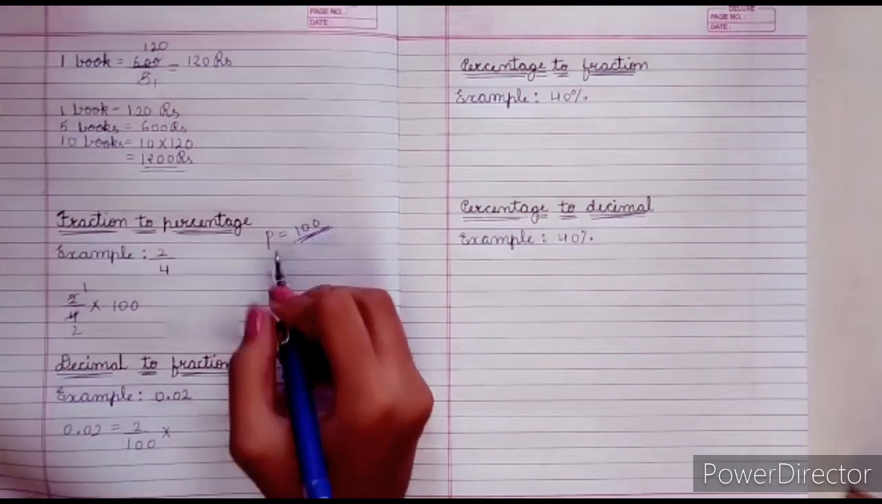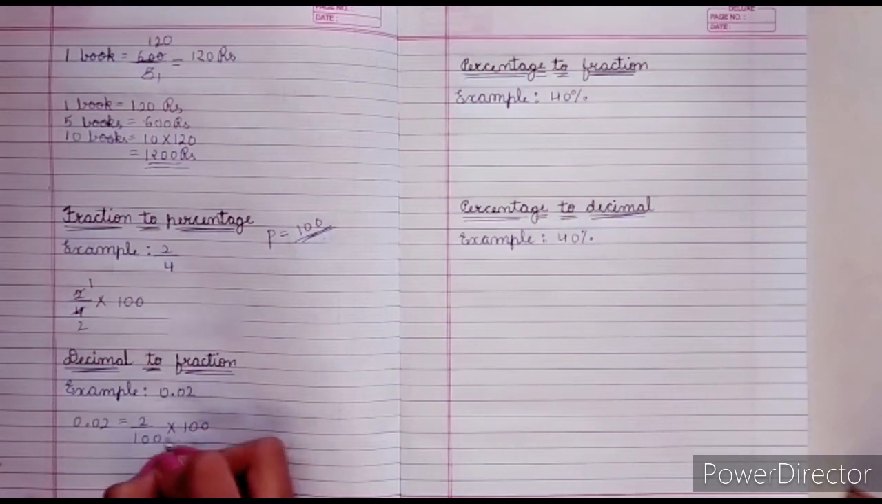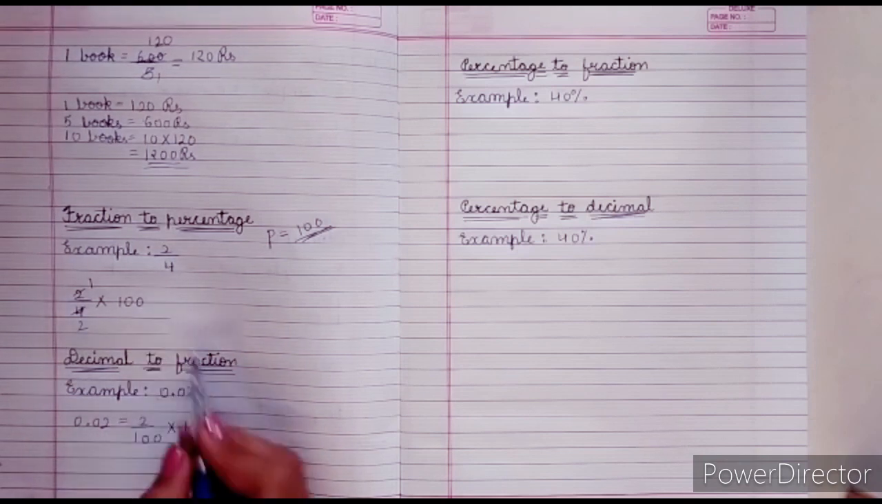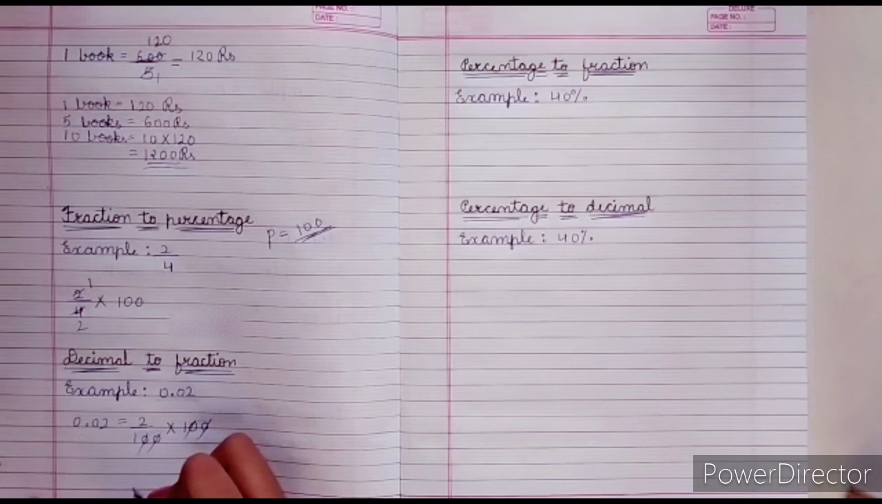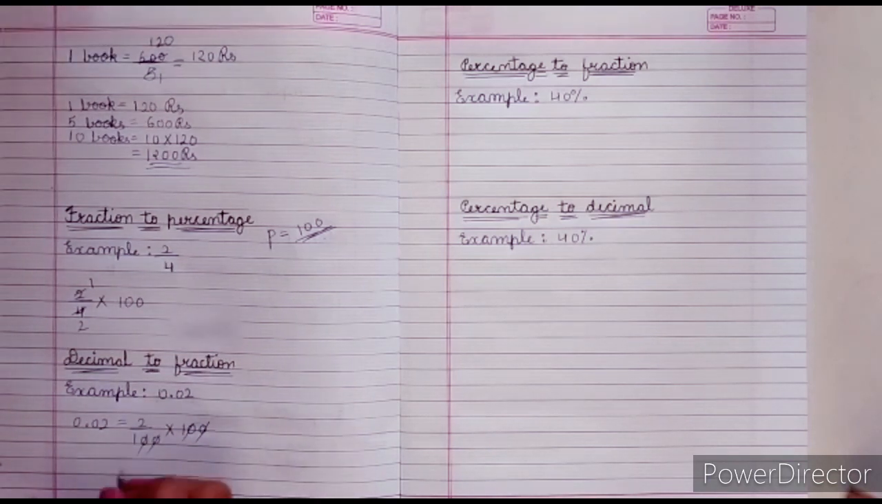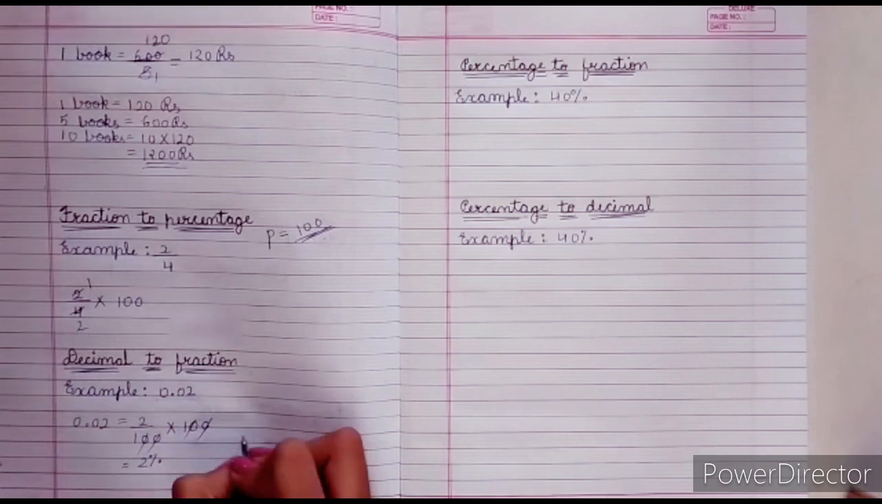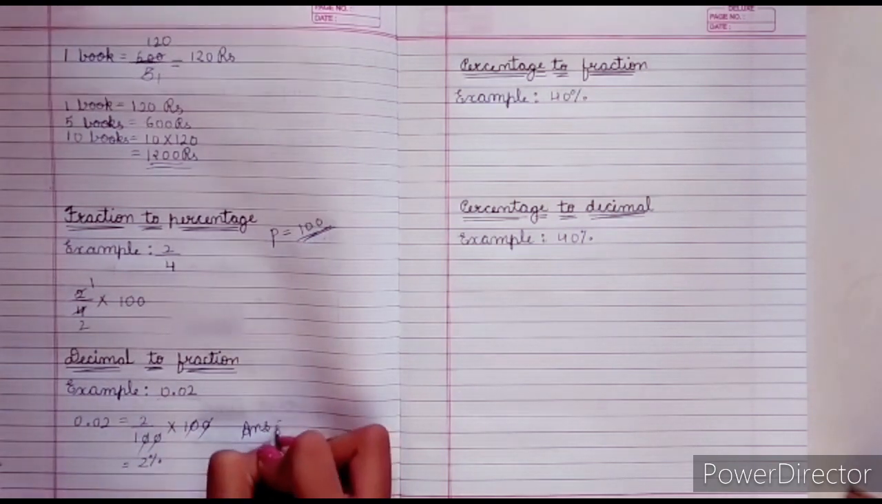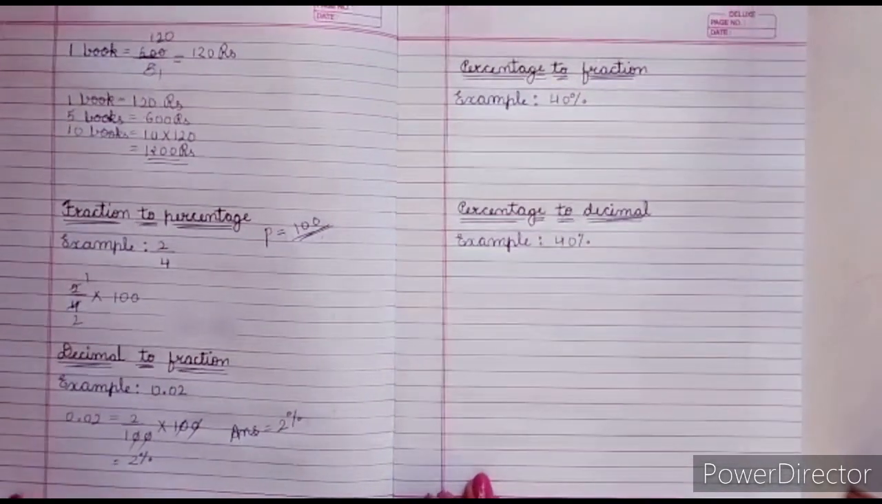So 2 upon 100. Now if we get any fraction to convert into a percentage, we first have to multiply it with 100. So here the 0s get cut out. So our answer is 2%. So first we convert it into a fraction and then we convert it into a percentage. So our answer is 2%.